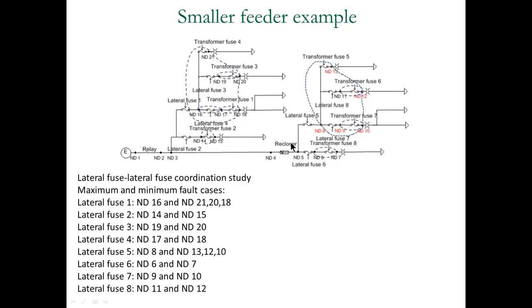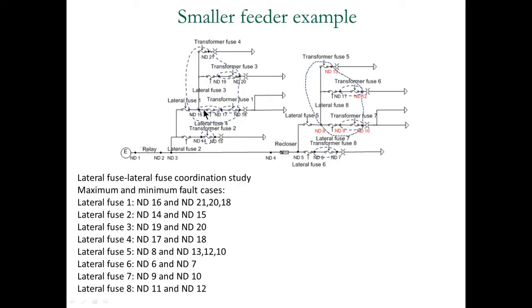So here is the smaller feeder example to illustrate how we determine the different fault cases to be studied for the fuse-to-fuse coordination. In this small example, we only have 8 lateral fuses, and for each of these fuses, we need to run the maximum and minimum fault cases. So for example, considering the lateral fuse, fuse 1, which is right here.